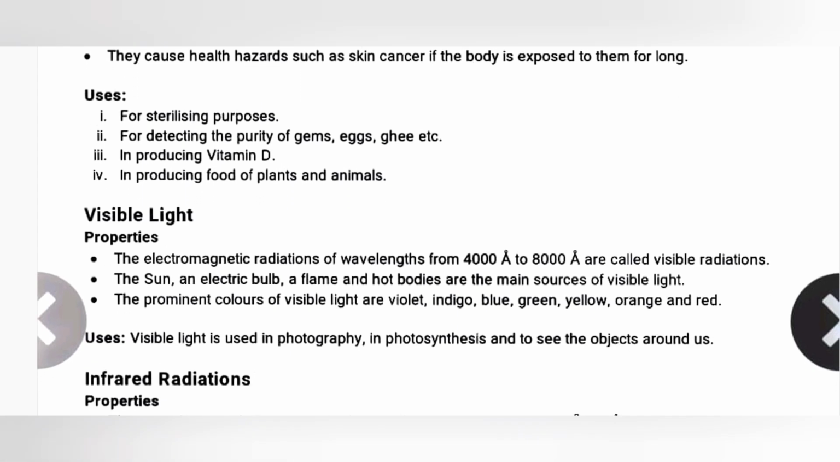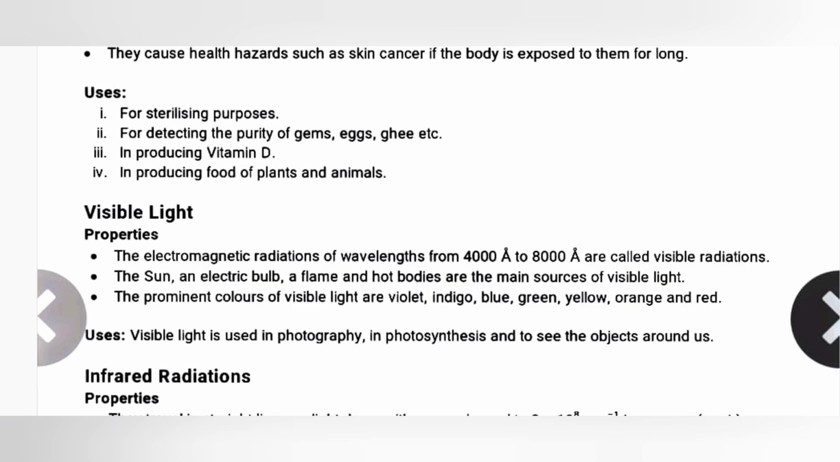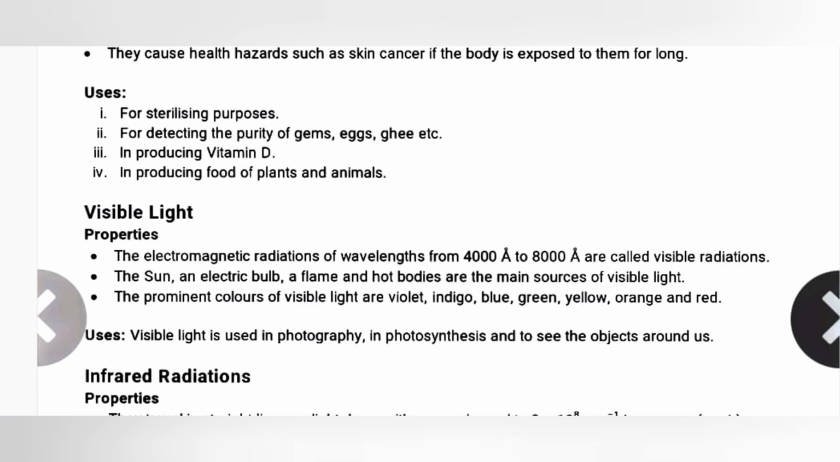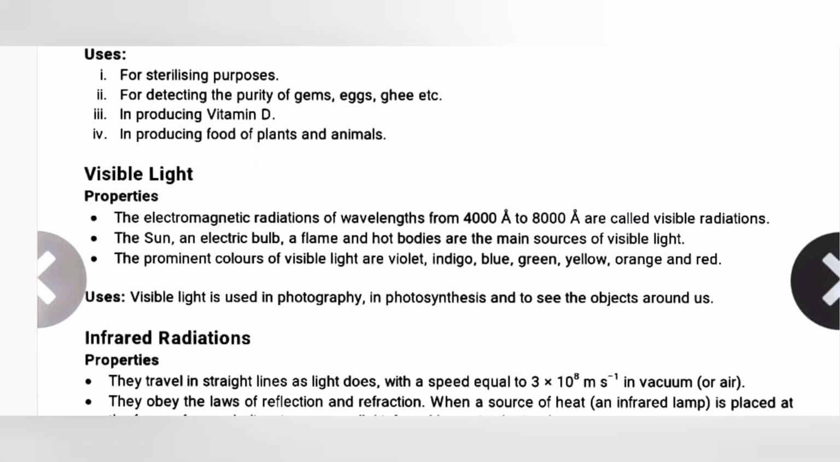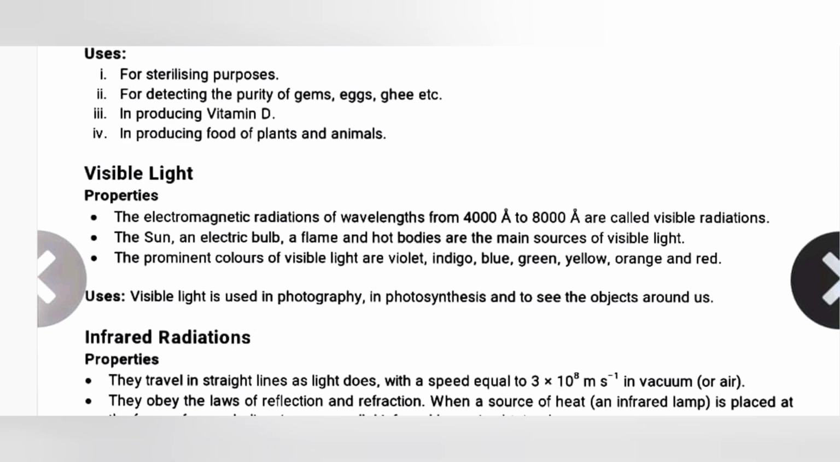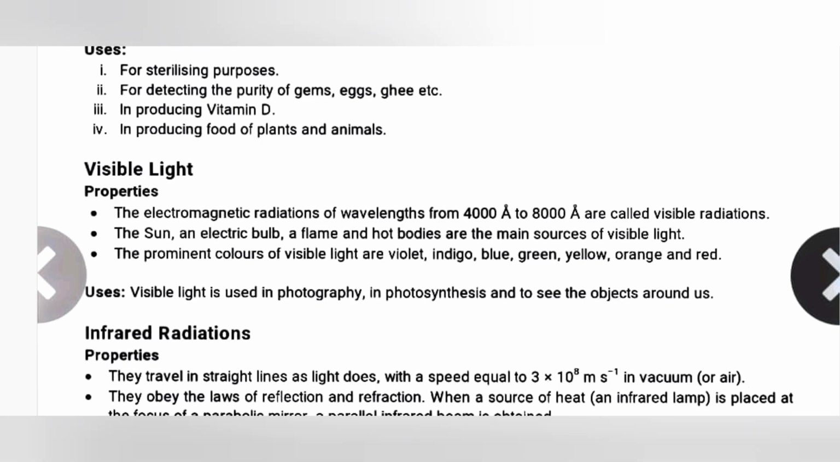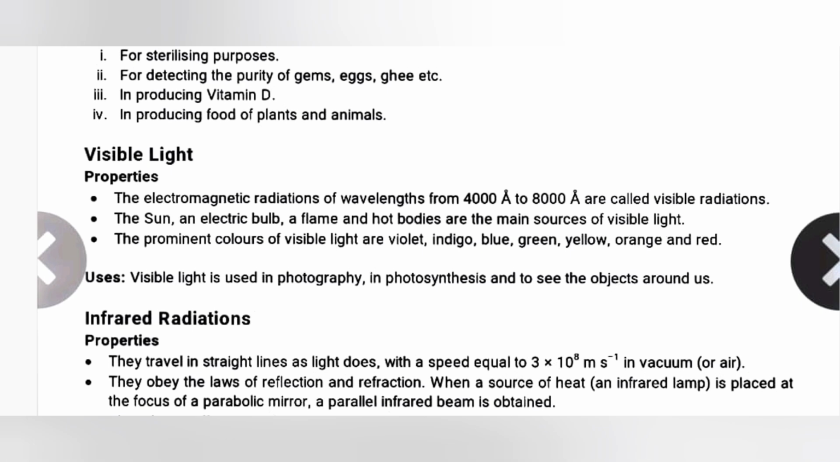Now what is visible light? These electromagnetic radiations of wavelength from 4000 Angstrom to 8000 Angstrom are called visible radiation. The sun, electric bulb, and flame of hot bodies are the main sources of visible light. These colors help us to see. These colors mainly consist of VIBGYOR, which is violet, indigo, blue, green, yellow, orange, and red. They are used for photography, photosynthesis, and to see objects around us.